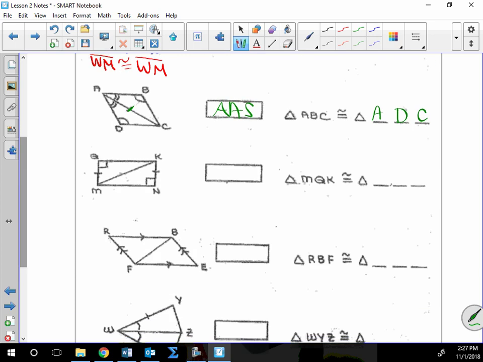Okay. Our next set. We currently don't have enough information. We only have one set of sides and one set of angles. What else do we know? They share this. And what method can we use? HL. HL, very good. Hypotenuse and a leg.